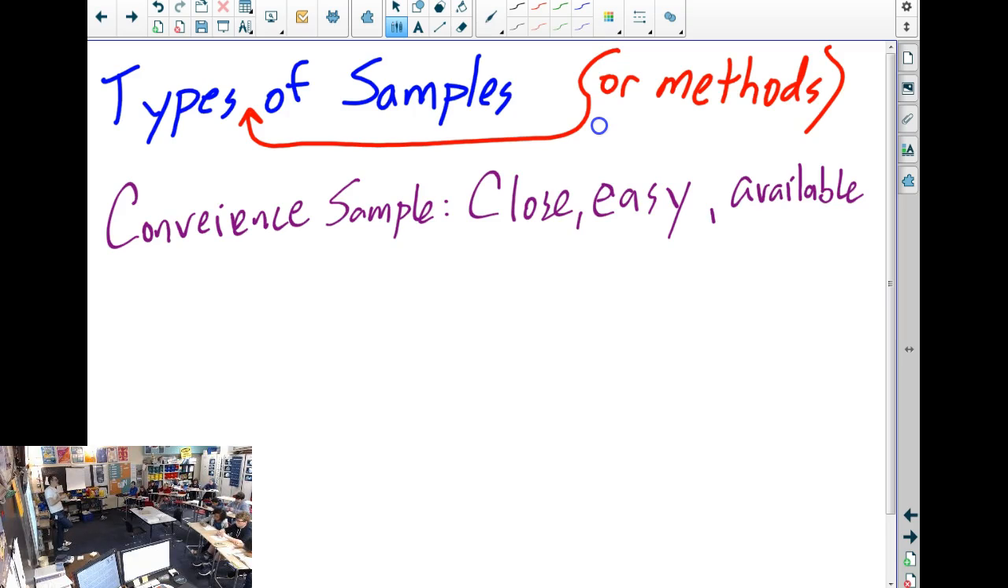A convenience sample are people close, easy, available. Yeah, you all would be a convenience sample for me right now. You're right here. I can ask you right now. Would 8th grade be a convenience sample for me right now? No, I'd have to go over there. Essentially, convenience sample.